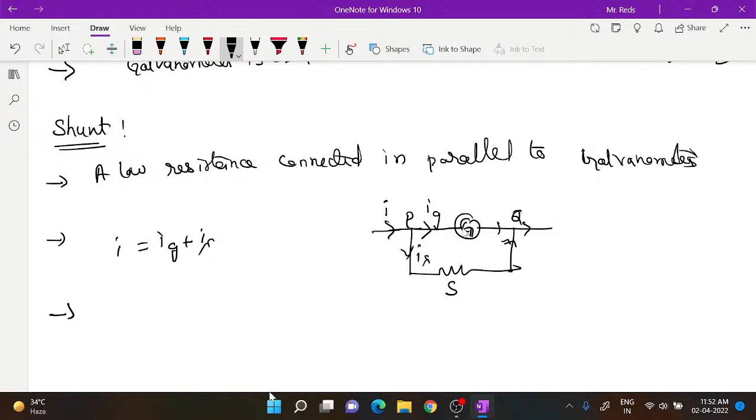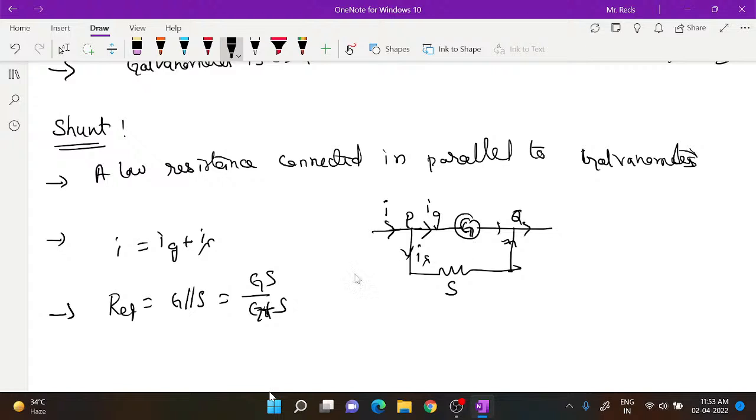R equivalent, because the galvanometer and shunt resistance are connected in parallel, is equal to the parallel combination of G and S, G parallel S. So 1 by R equivalent is equal to 1 by G plus 1 by S. Simplifying this, you get GS by G plus S. This is the R equivalent of this combination.